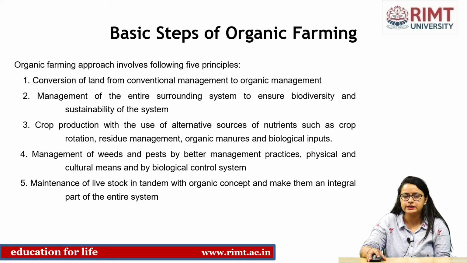The next topic is the basic steps of organic farming. The organic farming approach involves the following five steps. The first is conversion of land from conventional management to organic management. Second is the management of the entire surrounding system to ensure biodiversity and sustainability of the system. Next is crop production with the use of alternative sources of nutrients such as crop rotation, residue management, organic manure and biological inputs.